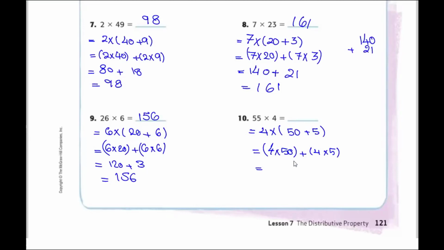4 multiplied by 5 is 20. And there is a 0 here, so don't forget that we have a 0. Put the 0 at the first, then multiply. 4 times 5 equals, one more time, 20. So we have 200 plus 20. What is the answer for this one? 220.